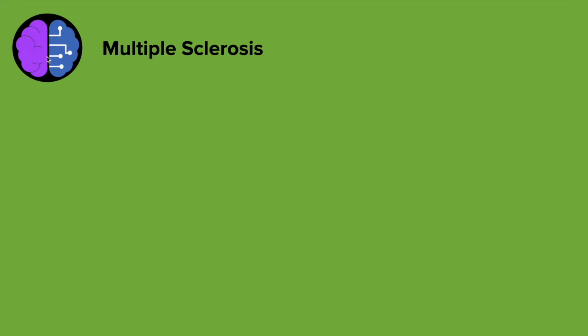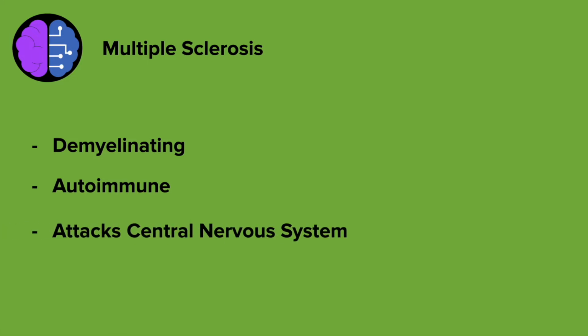Now, from a broad standpoint, multiple sclerosis is a demyelinating autoimmune disorder which attacks the central nervous system of our bodies. Wow, so there's a lot to unpack in this definition. Let's take it apart piece by piece.